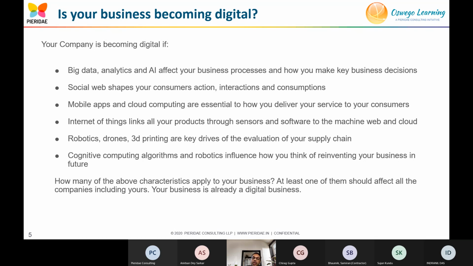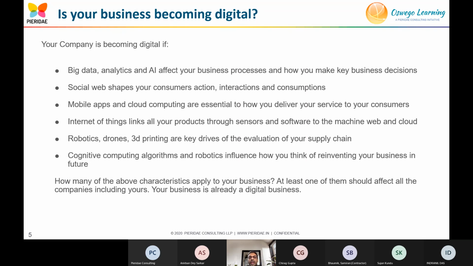Whether you are using or you can use robotics or drones or 3D printers or something similar to revolutionize or change your supply chain models. Can you deliver pizza using drones? Can you pack all your products in your warehouse using robots? Whether these are possible, yes or no? Can you replicate your product using 3D printers? Is it possible or not?